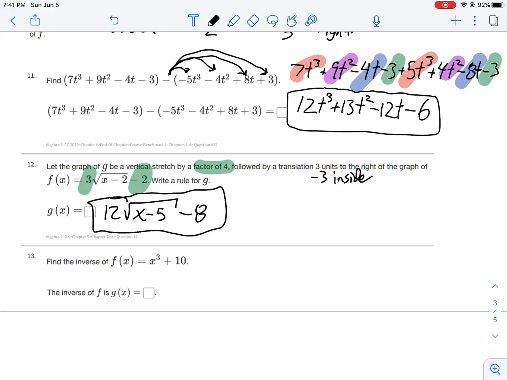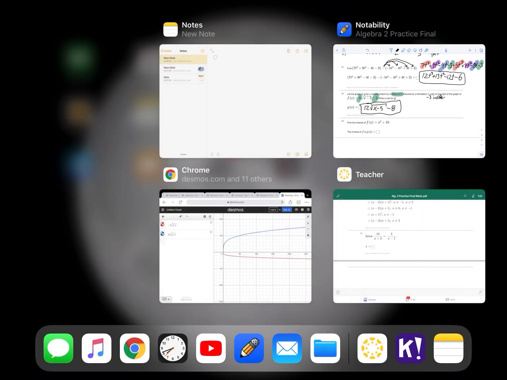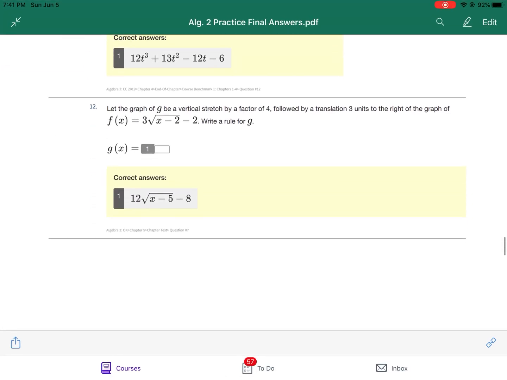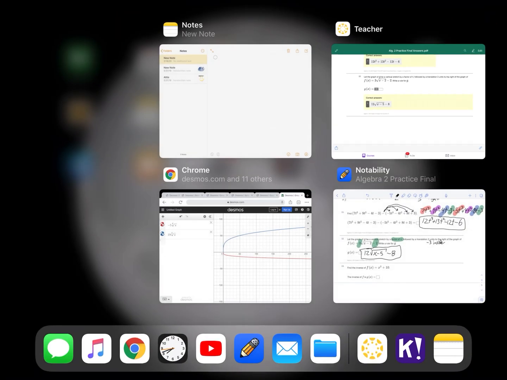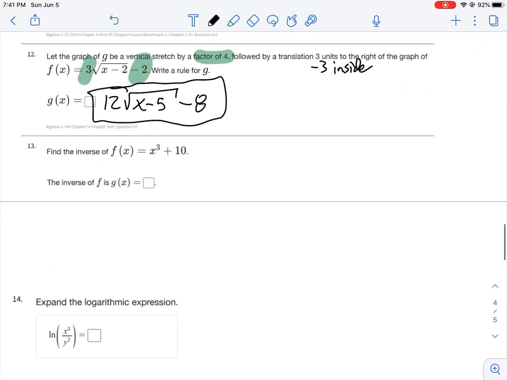Now, if we have translations up and down, we do whatever comes first. So if they tell us to vertical stretch or shrink first, we do it first, then we move up or down. We have to make sure it's in order. There we go. 12 times root x minus 5 minus 8. All right, find the inverse.